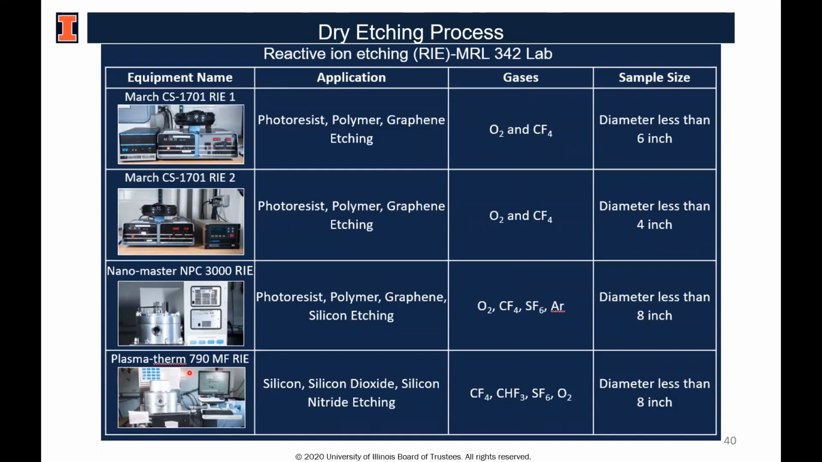The Plasmatherm 790 MF RIE system is used to etch silicon-based materials such as silicon, silicon dioxide, and silicon nitride. The reactive gases used here are CF4, CHF3, SF6, and oxygen, and we can handle wafers less than 8 inches in diameter. It should be noted that, we just mentioned that wet etching is a chemical etching.